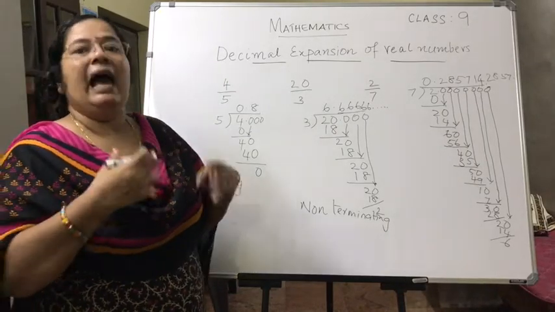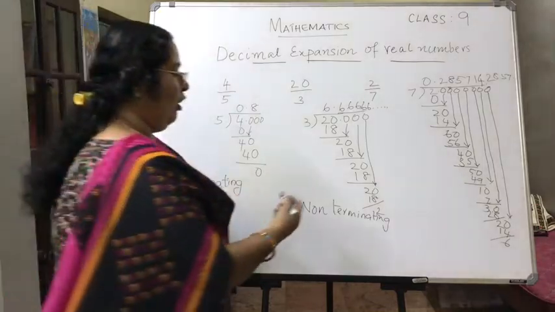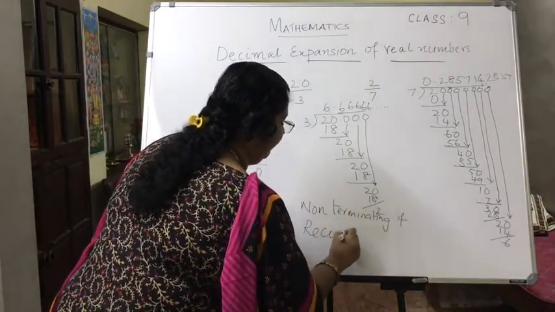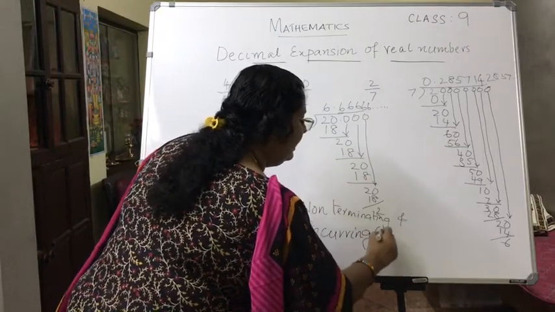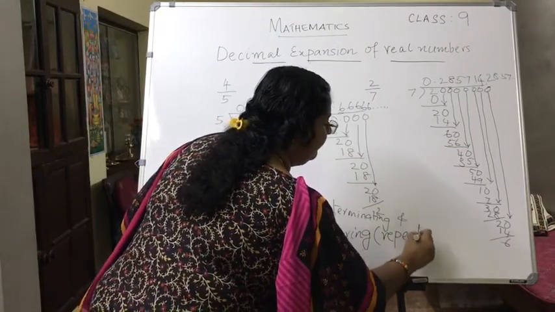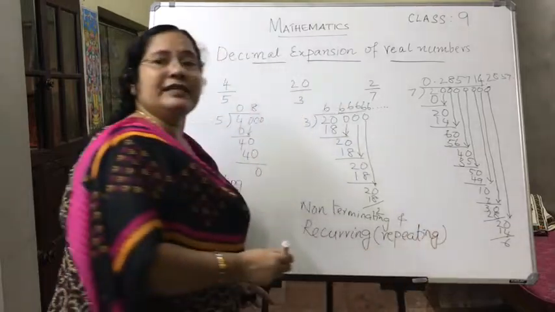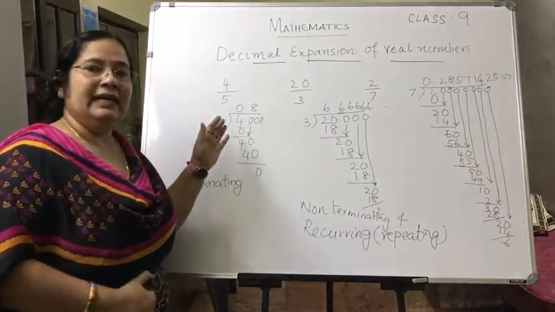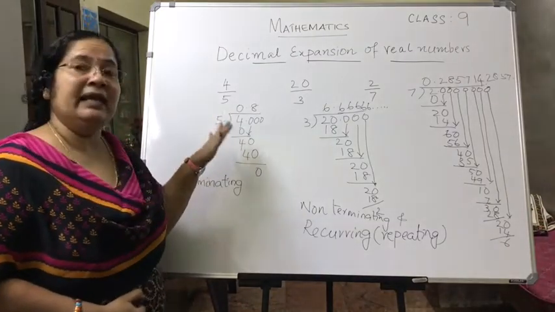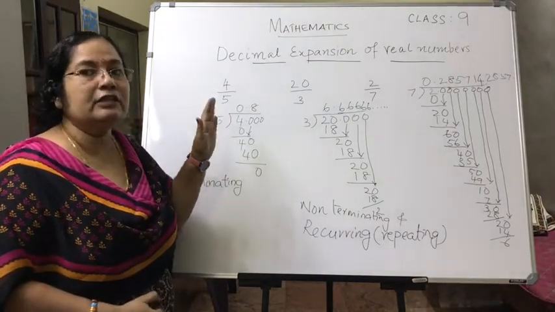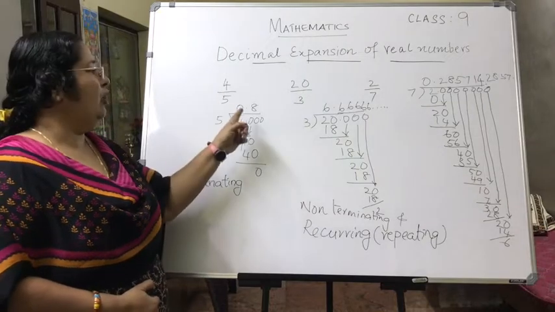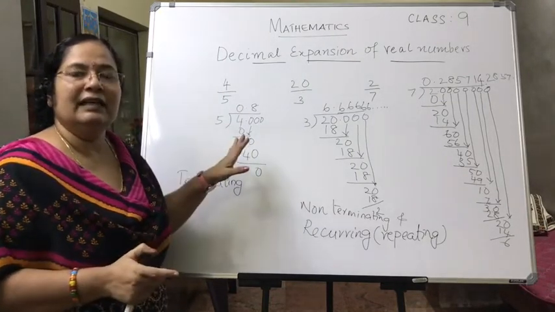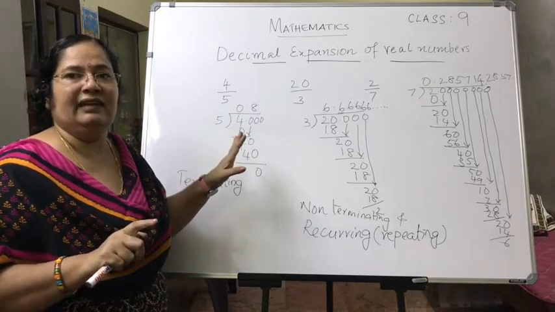Recur means happening again. So non-terminating and recurring, or repeating. So here we have seen two types of decimal expansions. Which are they? Either it may be terminating. Terminating means it will stop. Here after how many places is it stopping? After one particular place, the decimal part is ending.